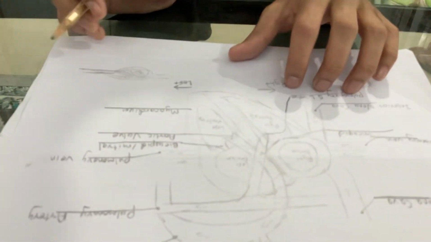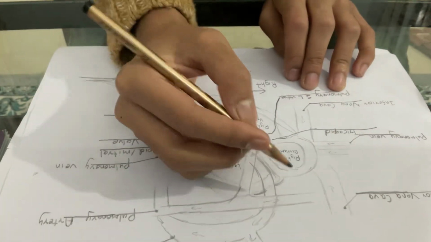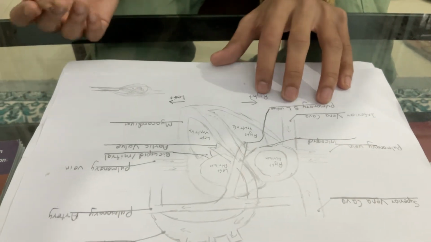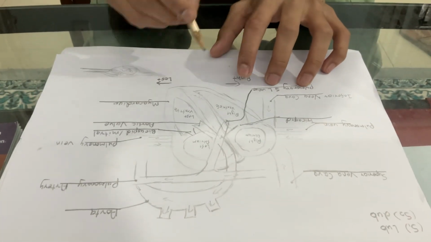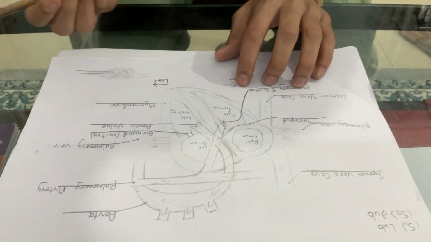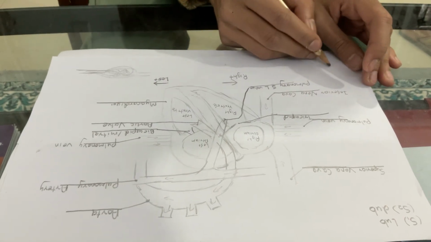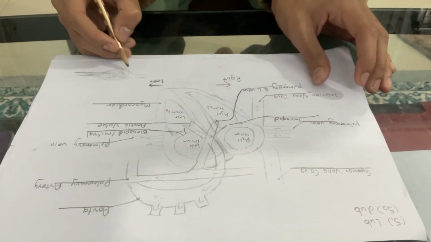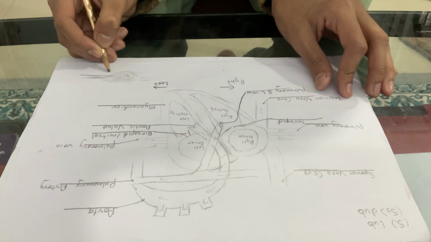Here I have drawn the heart. So let's see how the blood flows through the heart. First, let's say this is your body, like here is the tissue. They took in the oxygenated blood and converted it to deoxygenated blood.